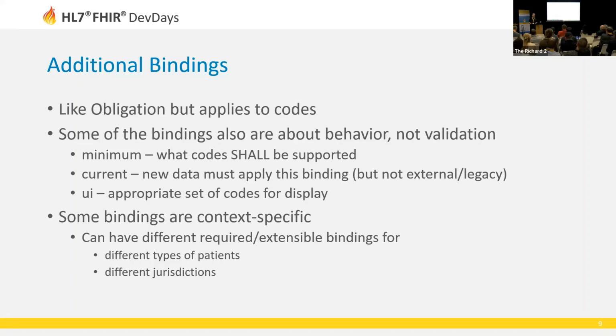UI is about identifying what are the codes that are appropriate for displaying in the user interface. We have value sets that are enormous. Things like UCUM, which is essentially an infinite code system, having a set of codes that are useful for the user interface, again, is something that we can do there.